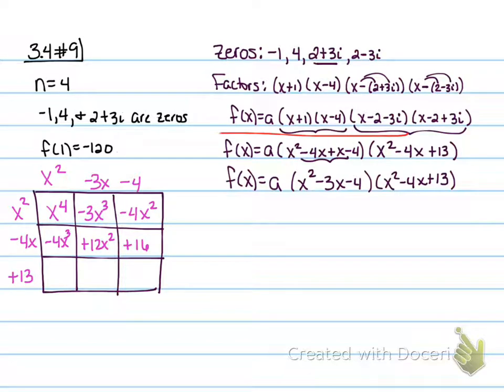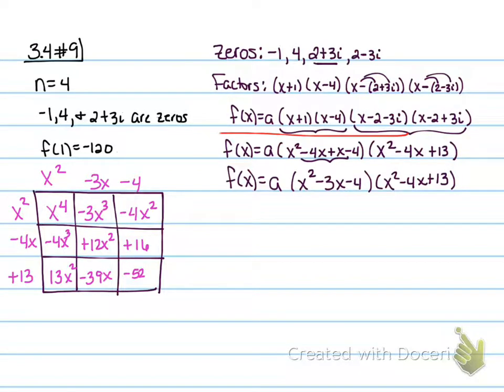And then finally the third row, 13 times x squared is 13x squared. 13 times negative 3x is negative 39x. And 13 times negative 4 is negative 52.